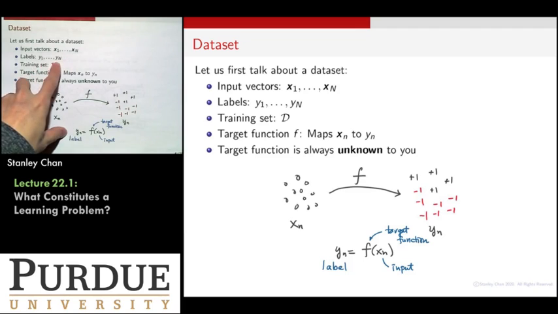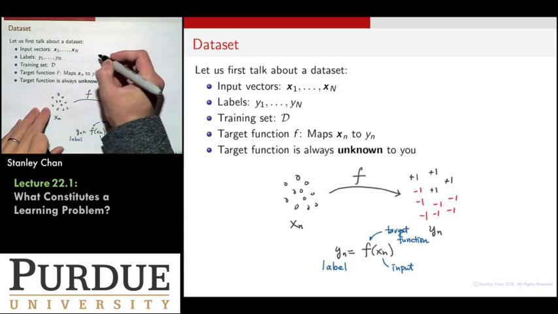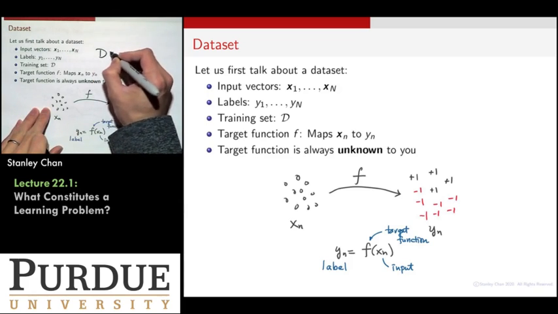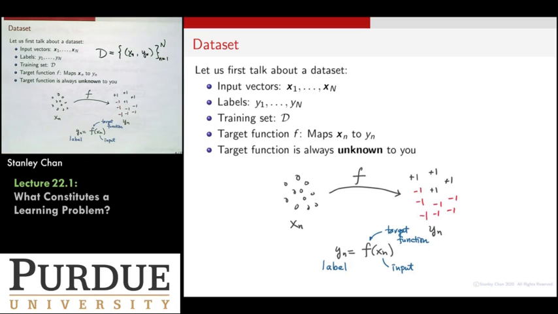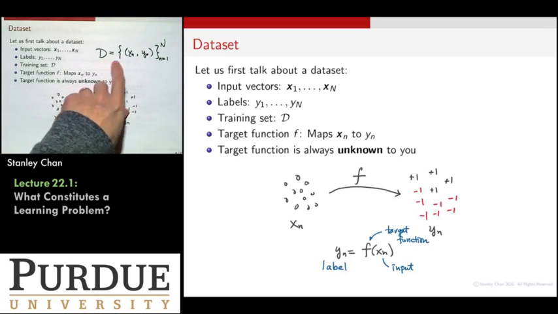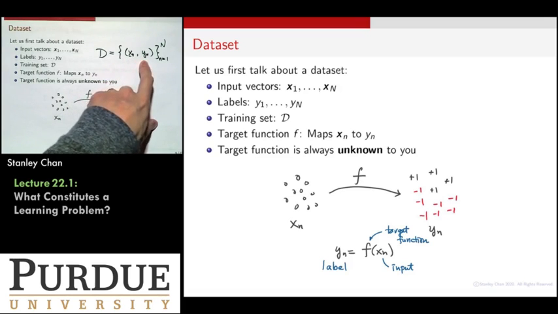y1 through yn will be the labels. For simplicity, I'm going to assume that they are binary. All these xn and yn will form a thing called the training data set. This data set contains all these pairs of xn and yn, with n going from 1 to capital N. So this is the training data set. It contains all the pairs. Each pair contains an input vector and a label.